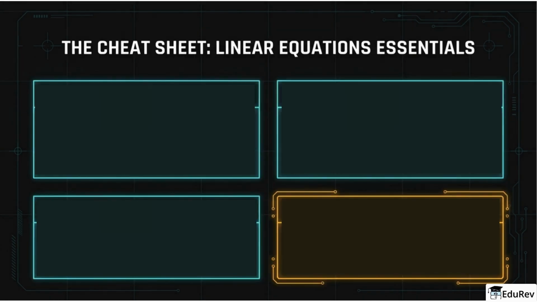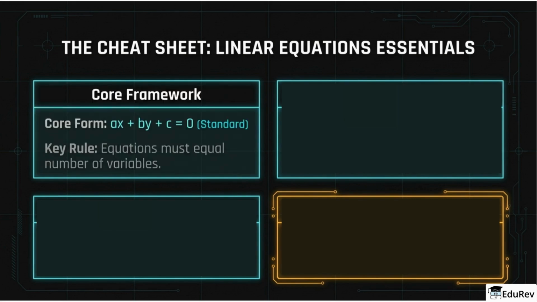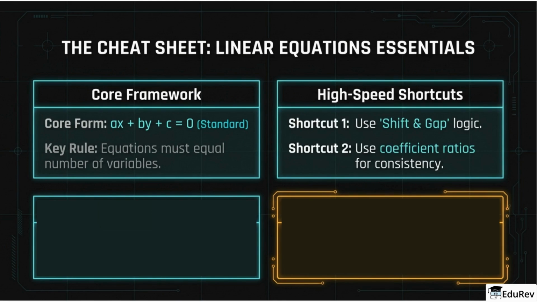This final cheat sheet brings the chapter together in a compact revision frame. The standard form is ax plus by plus c equals 0. The key rule is that the number of equations must match the number of variables, and the high-speed shortcuts are shift and gap logic and coefficient ratio checks.